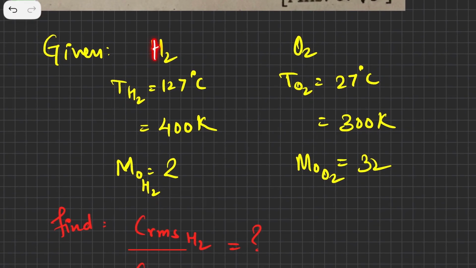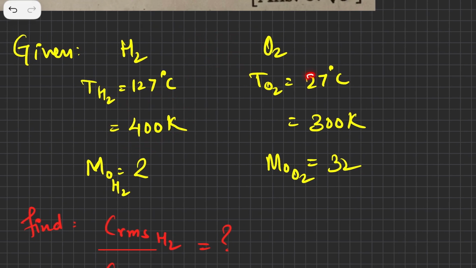So I have a hydrogen here, I have an oxygen over here, and temperature of hydrogen is given as 127 degrees Celsius. I need to convert that to Kelvin, so I'll just add this 127 plus 273. I'll get 400 Kelvin. So this comes out to be 400 Kelvin.